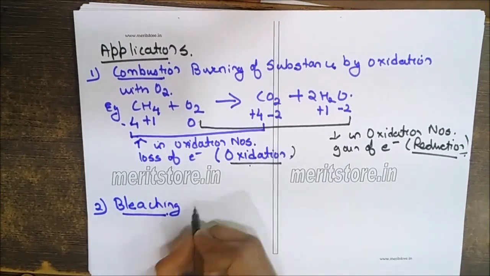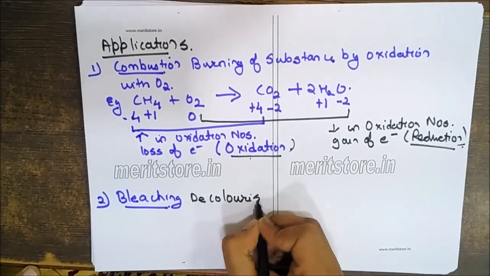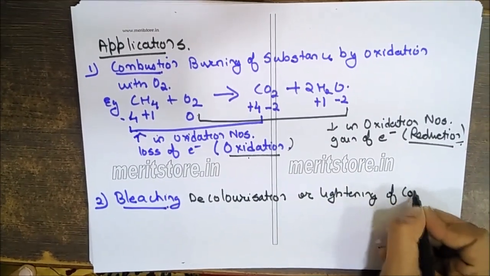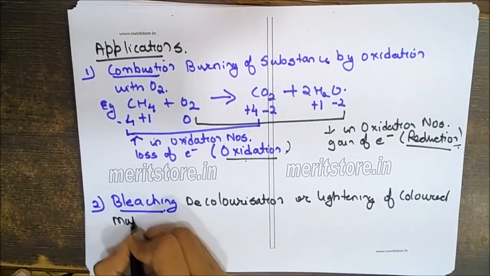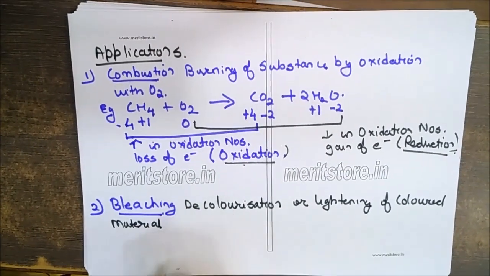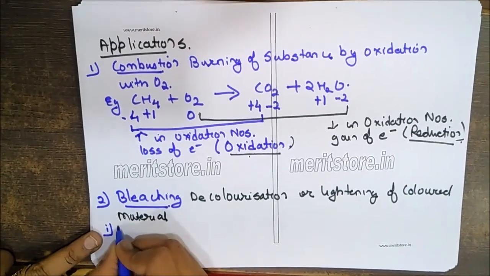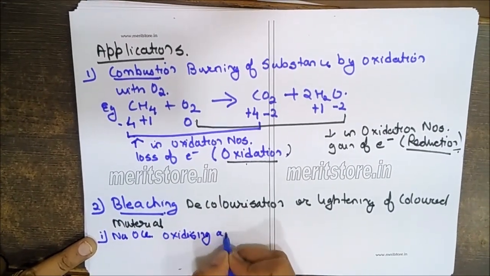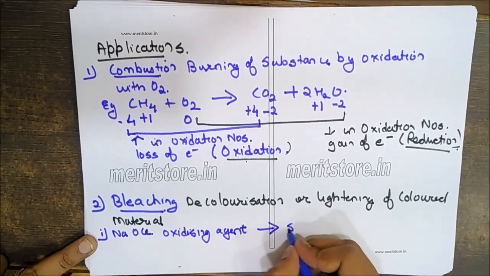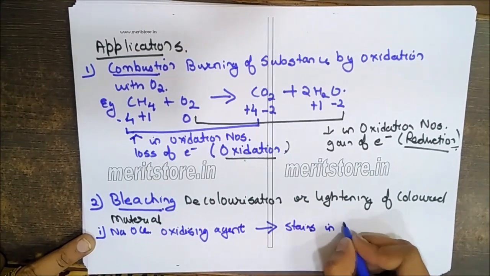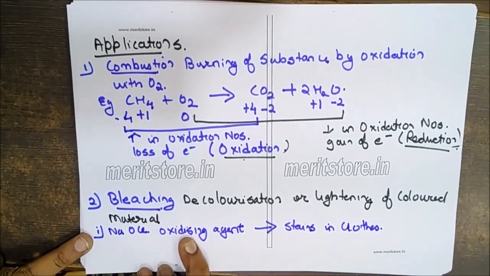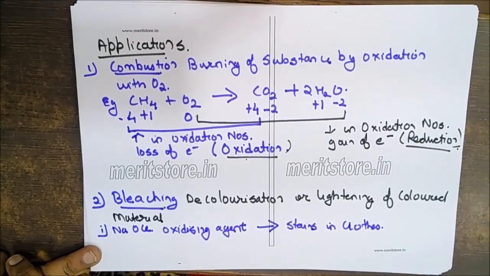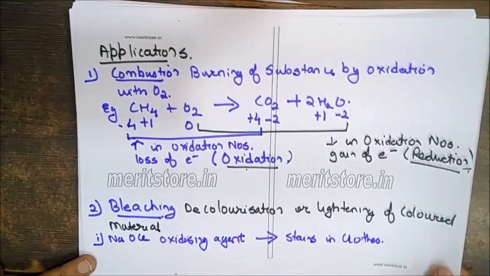So what is bleaching? Bleaching is decolorization or lightening of colored material, okay, is called bleaching. Let's look at some examples. So the first example says NaOCl, it's an oxidizing agent, used to remove stains in clothes. Okay. Now we know oxidizing agent is that agent which oxidizes other substances. That means it itself undergoes a reduction. So even in this reaction, oxidation and reduction would happen simultaneously, and hence it's an example of redox reaction. Let's continue.